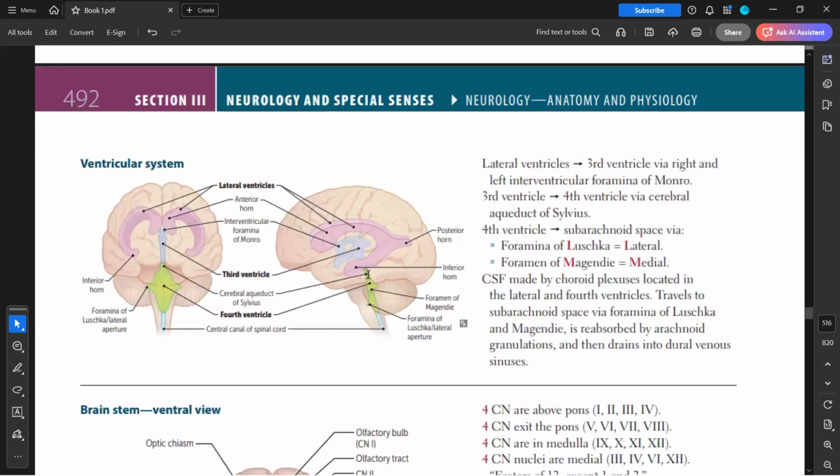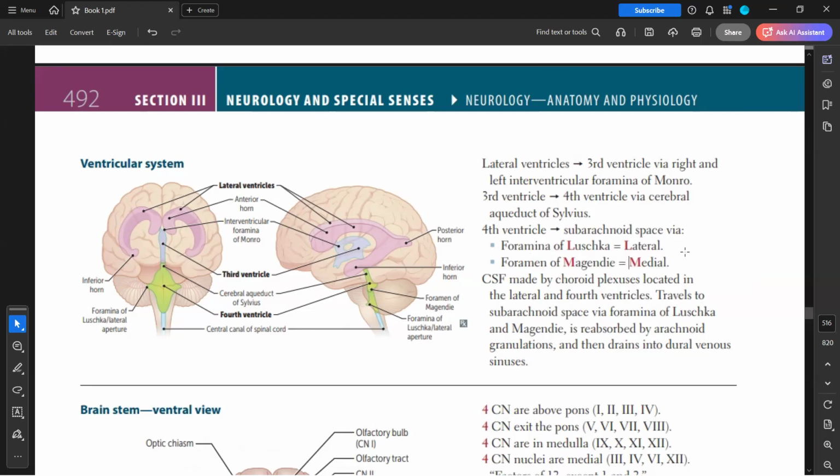Here we go. Let's review the ventricles we have. The 4 ventricles: lateral ventricles 1 and 2, the third ventricle right here, and the fourth ventricle over here. You can see all these horns because they actually look like horns. Lateral ventricle to third ventricle, via the right and left interventricular foramina of Monro. Third ventricle to fourth ventricle via the cerebral aqueduct of Sylvius. Fourth ventricle to subarachnoid space via the foramina of Luschka, lateral, because L and L, and the foramen of Magendie, medial.